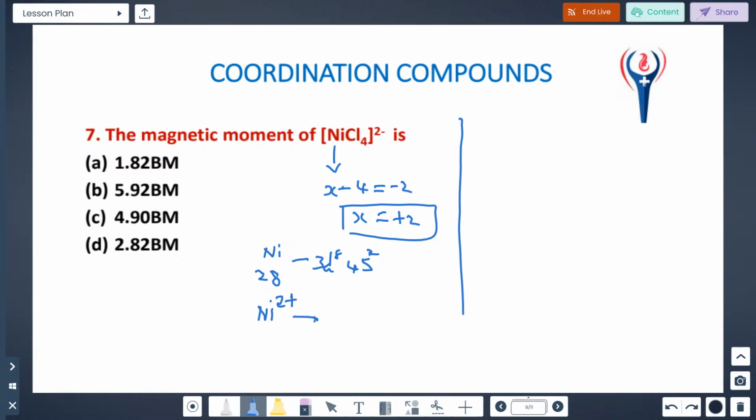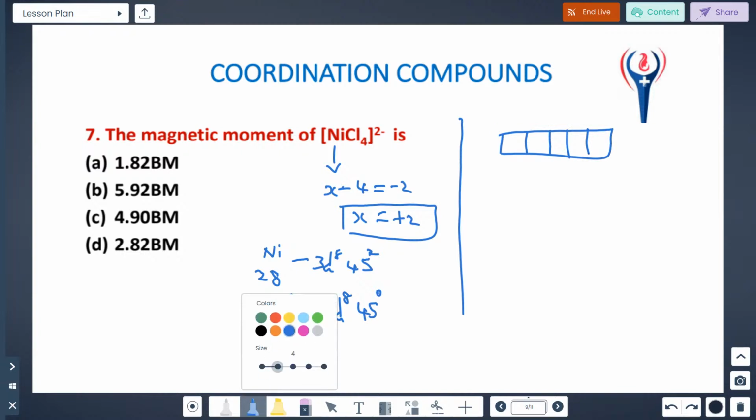Now we are getting nickel 2 plus. So you know the configuration. It's a weak ligand, so it will not force the electrons to pair. So for 3d8 you just write it as it is: 1, 2, 3, 4, 5, 6, 7, 8. If you have a strong ligand, that will force the electrons to pair up, but it's a weak ligand, so we keep it as it is.